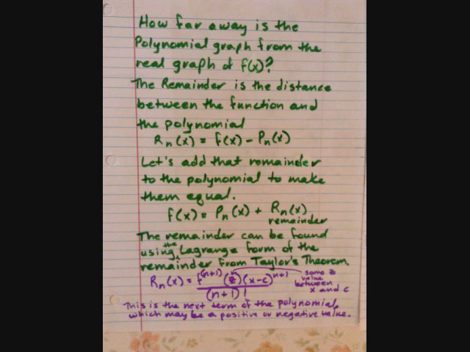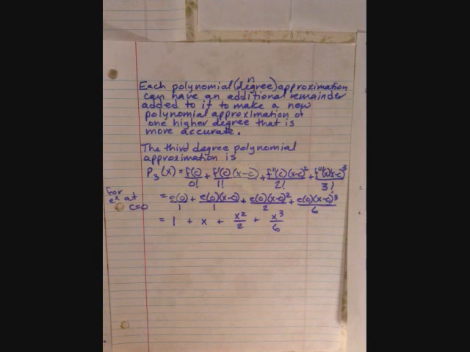This is the next term of the polynomial, which may be a positive or negative value. Each polynomial n-degree approximation can have an additional remainder added to it to make a new polynomial approximation of one higher degree that is more accurate. The third degree polynomial approximation will add a fourth term, the third derivative of f at c times quantity x minus c cubed over 3 factorial.